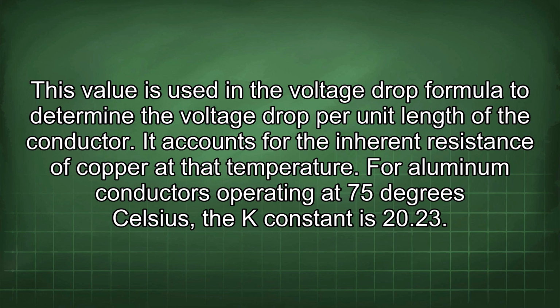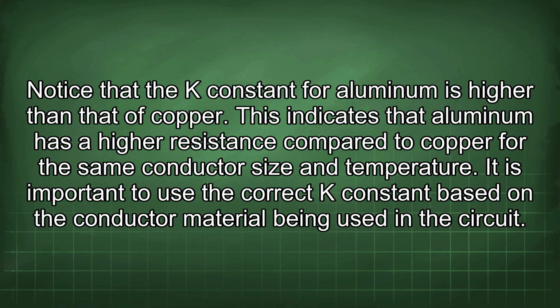For aluminum conductors operating at 75 degrees Celsius, the K constant is 20.23. Notice that the K constant for aluminum is higher than that of copper. This indicates that aluminum has a higher resistance compared to copper for the same conductor size and temperature. It is important to use the correct K constant based on the conductor material being used in the circuit.